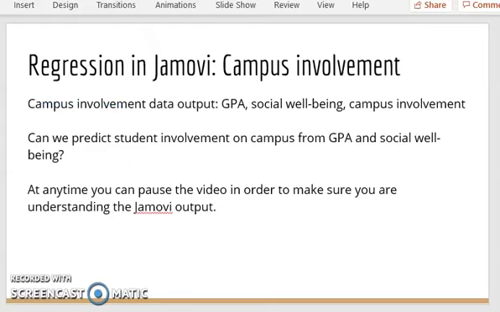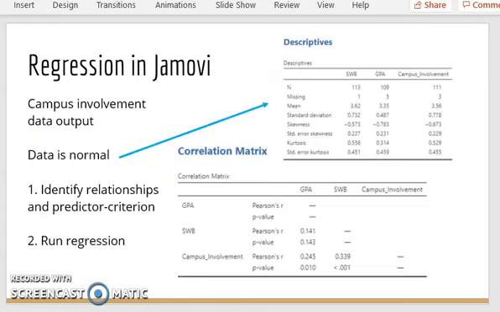I'm now going to briefly talk about the regression. So the regression in Jamovi is based on a data set that you already have looked at, campus involvement. We looked at it at the very, very beginning of the year. And now I'm going to run a regression on it because this is all data. So I'm looking at social well-being scores, campus involvement scores, and GPA. All of that is data. And so I'm seeing, can I predict student involvement on campus from their GPA scores and their self-reported social well-being scores? So again, I have the output for you.